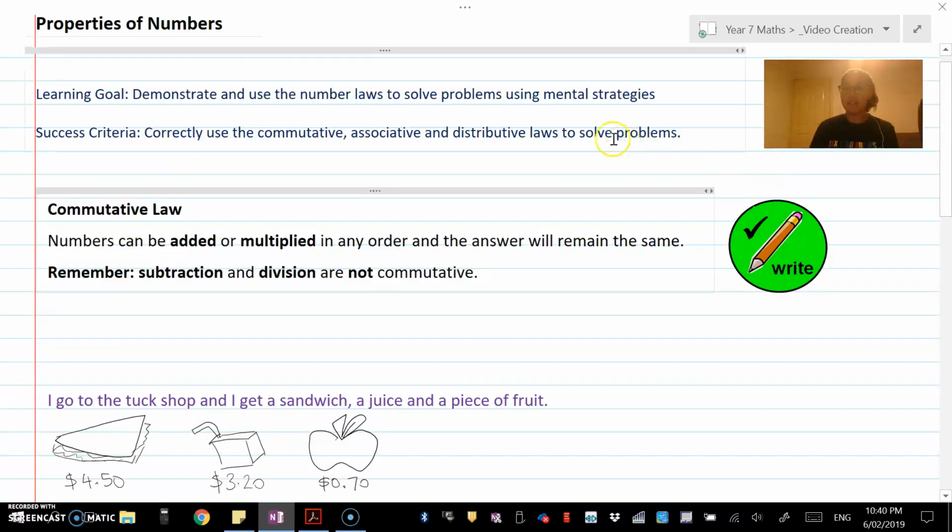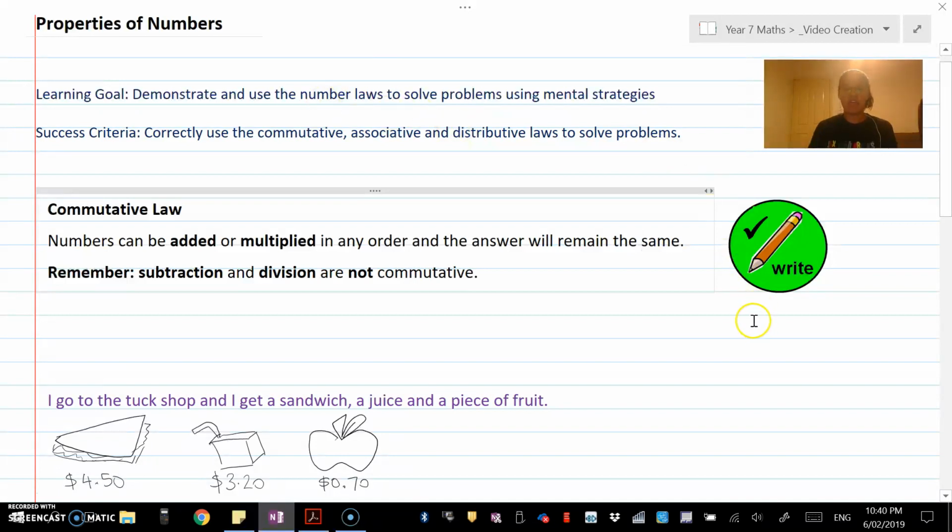Okay, hi guys. In this video we're looking at properties of numbers. We're going to be looking at the number laws. Your learning goal is to demonstrate and use the number laws to solve problems and apply that to mental strategies, so using mental strategies. By the end of this you should be able to correctly use the commutative, associative and distributive law to solve problems. So make sure you write your learning goal down.